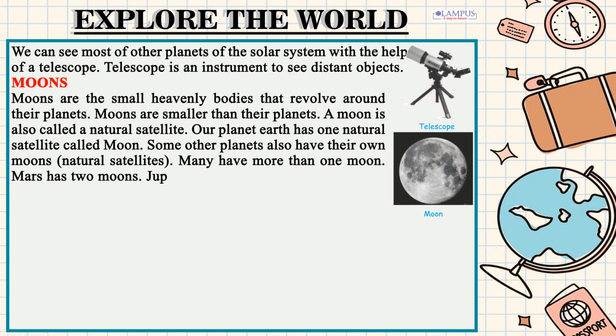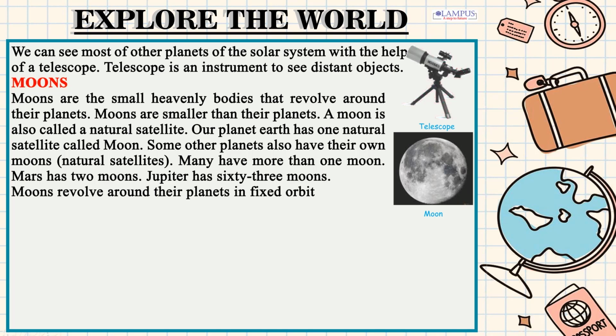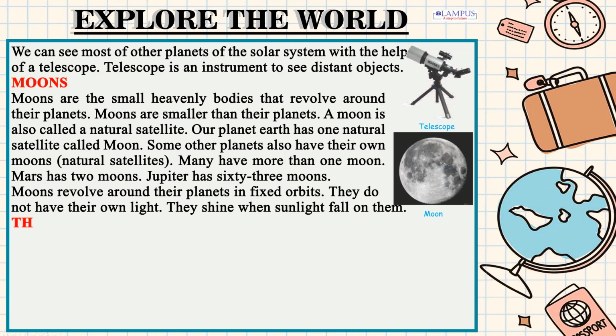Mars has 2 moons. Jupiter has 63 moons. Moons revolve around their planets in fixed orbits. They do not have their own light. They shine when sunlight falls on them.